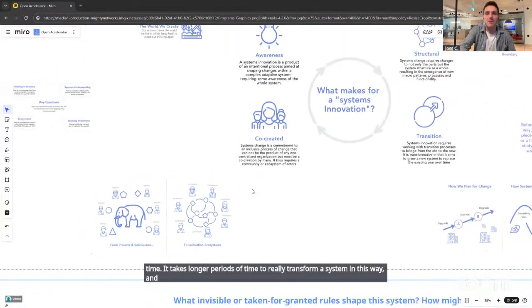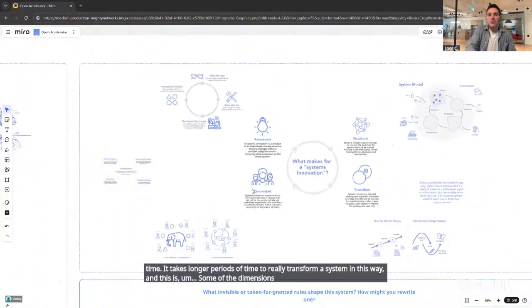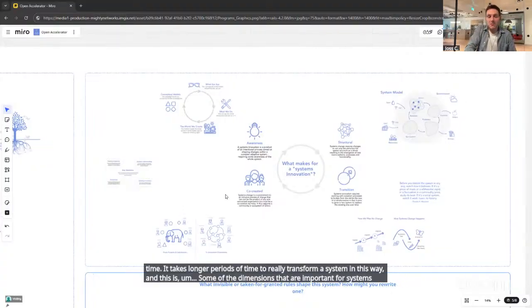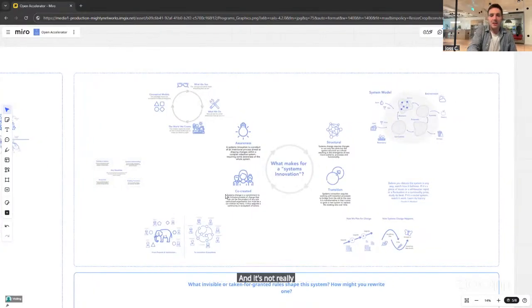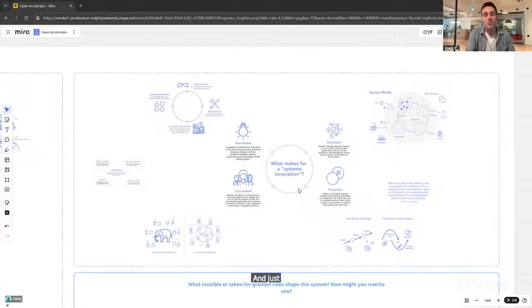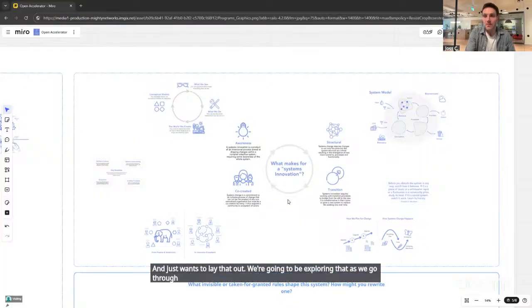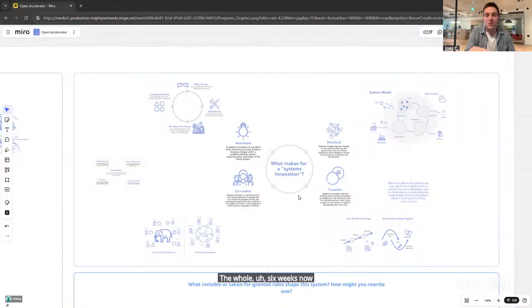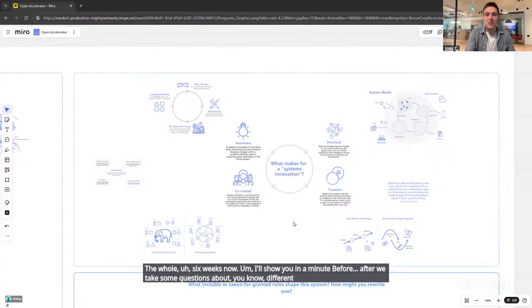It takes longer periods of time to really transform a system in this way. And these are some of the dimensions that are important for systems innovation. It's not really linear in that way. It's iterative. Systems innovation should be an agile, iterative approach, right? We can't plan the whole thing out. We need to adapt and experiment and iterate through these different dimensions. I just wanted to lay that out. We're going to be exploring that as we go through the whole six weeks. I'll show you in a minute, after we take some questions, different organizations and the approaches they use based upon these different dimensions.